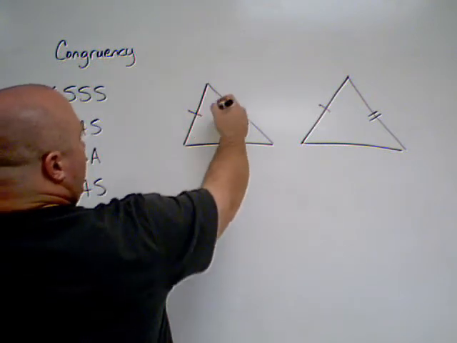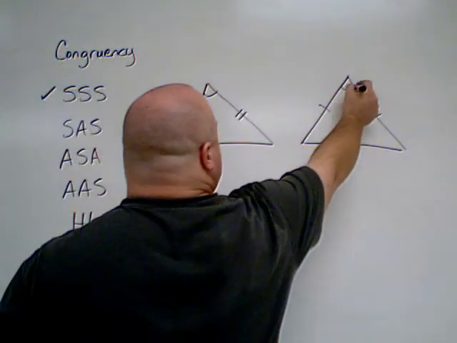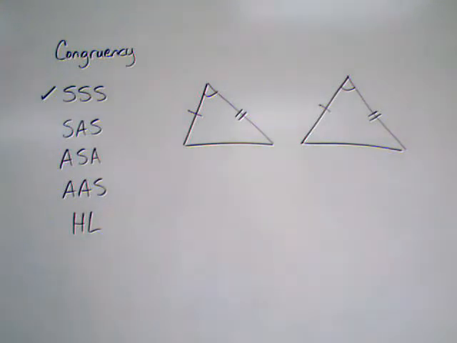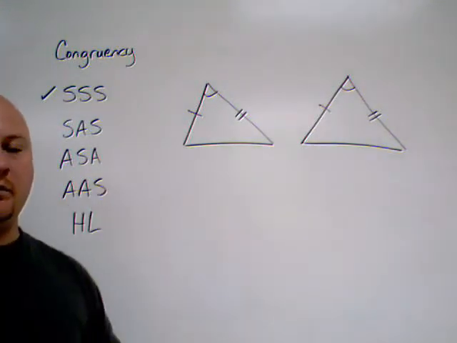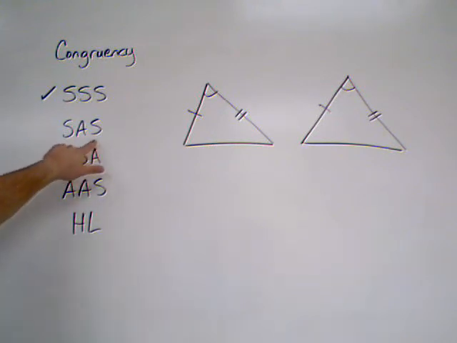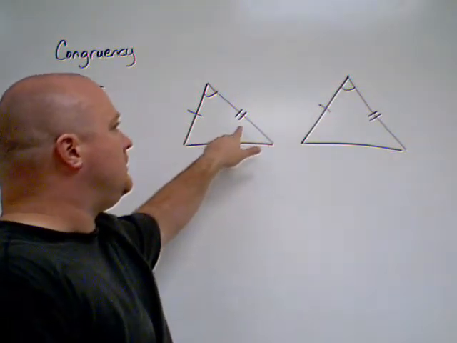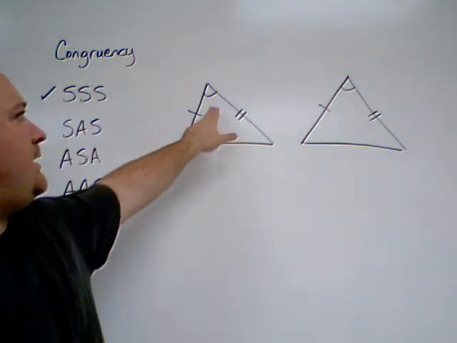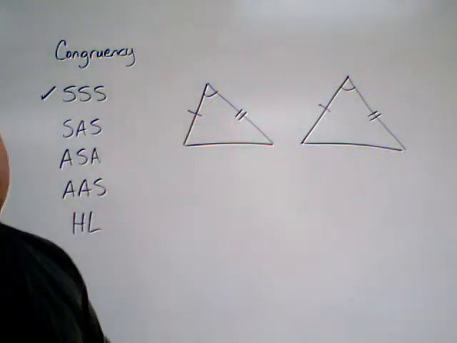The included angle here is at the top. If it were elsewhere, the theorem would not work. They have to go in this order. We have to have sides here and here, and then the angle has to be in between. That is side, angle, side.